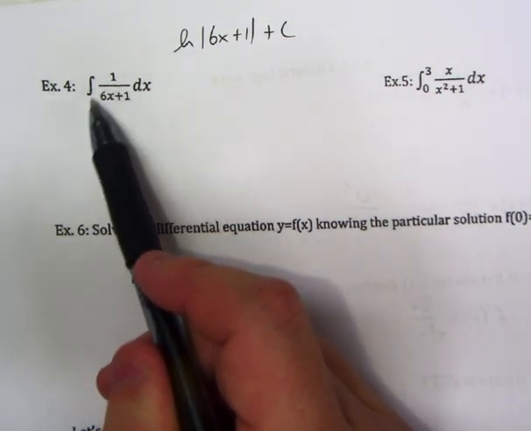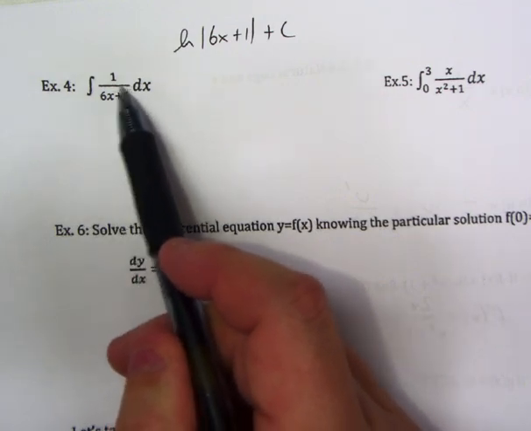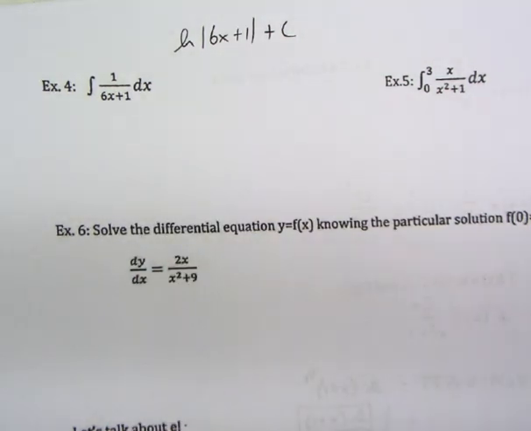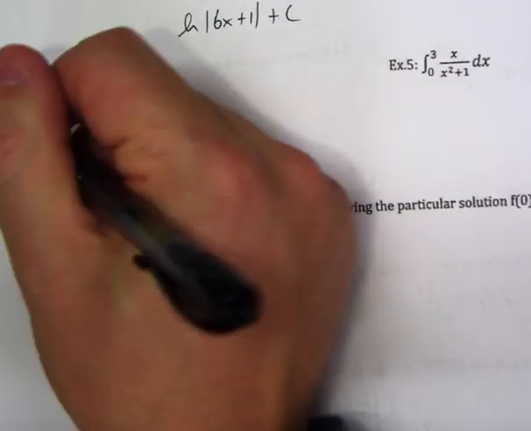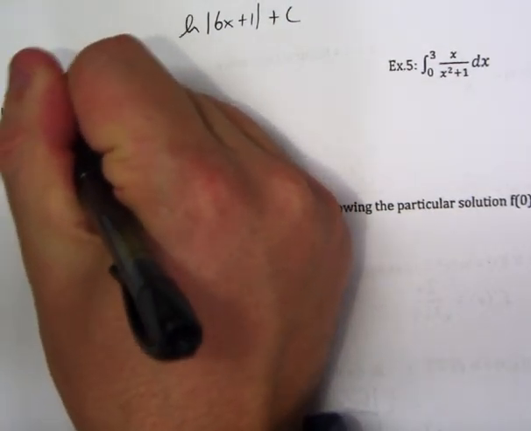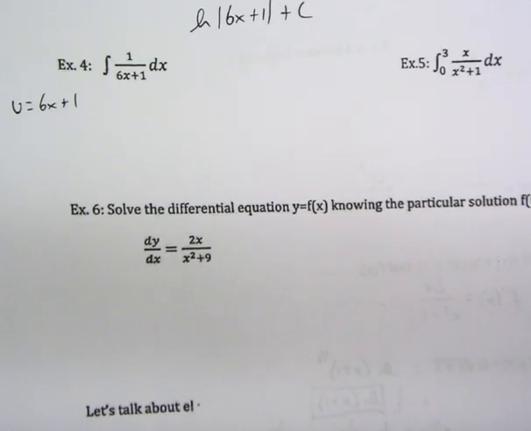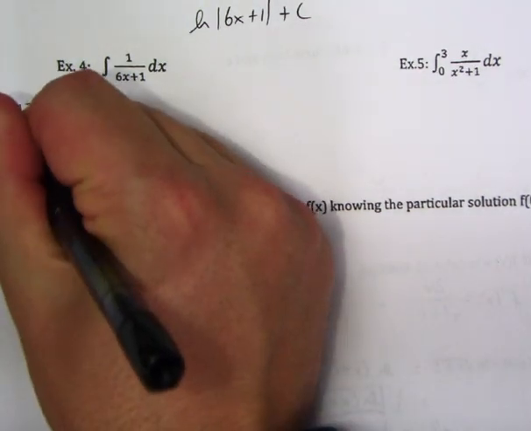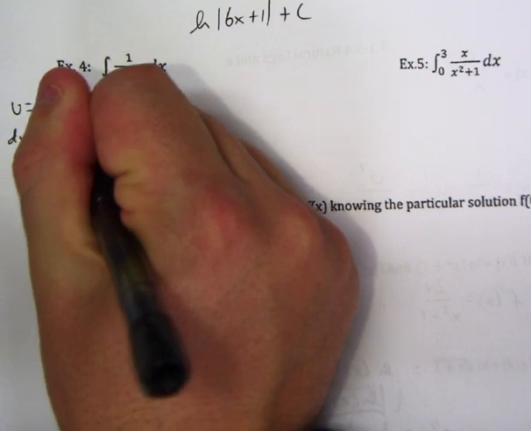Okay? So I mentioned when I went over the homework with u substitution how oftentimes if you have a fraction, you're going to have your denominator be your u. And that's what's going to happen here as well. So we're going to have u equal 6x plus 1. We're just going to go through our normal u substitution procedure. So then du equals 6 dx.